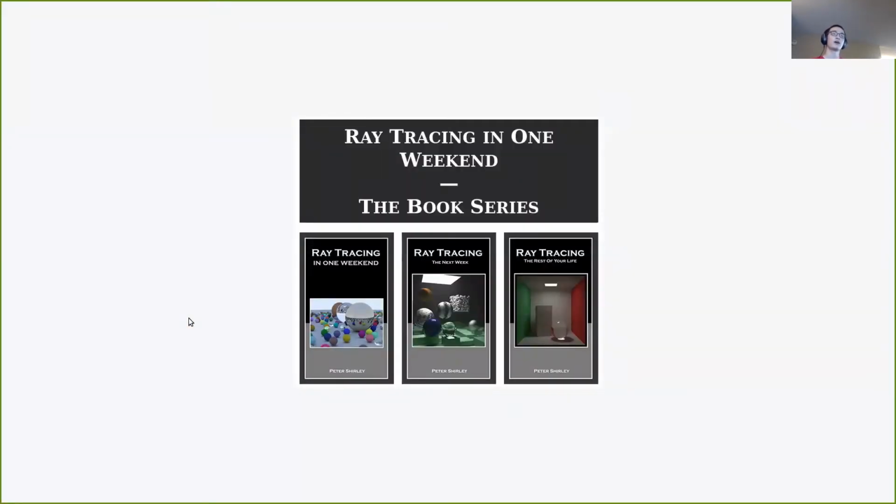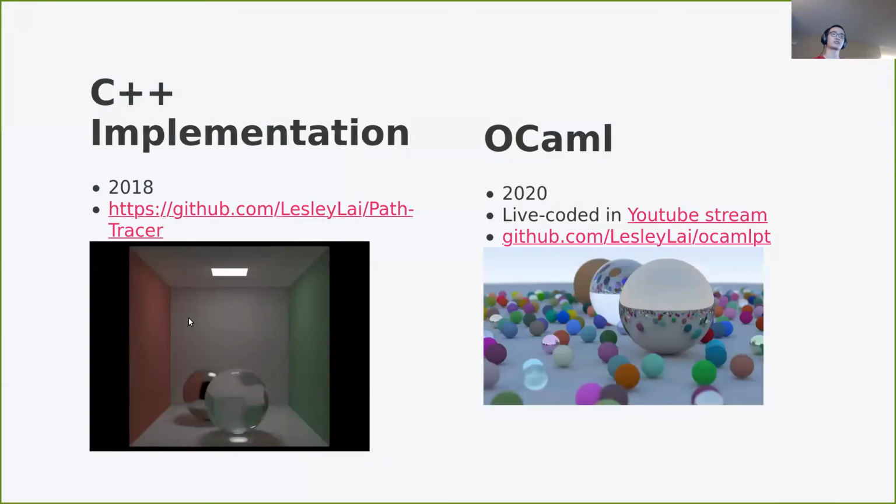So the code I'm following is the Ray Tracing in One Weekend book, the book written by Peter Shirley. He's one of the demigods of the ray tracing field. And I had two implementations. One is the C implementation when this book was just out in 2018. And another is the OCaml implementation that is currently in progress.